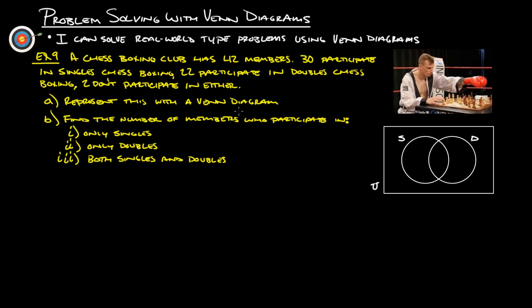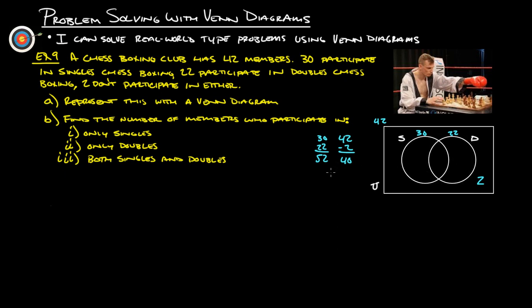So first thing I'm going to start with here is there's 2 that don't participate in either. We know that there's 42 total, and we have 30 that participate in singles, and we have 22 that participate in doubles. So if you remember from our previous section, we want to figure out how many total are going to be in these 3. So there's 42 total, but there's 2 that are outside of that. So there's 40 are going to be in these 3 regions here.